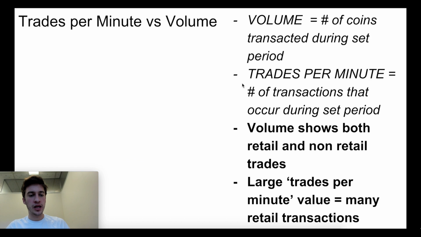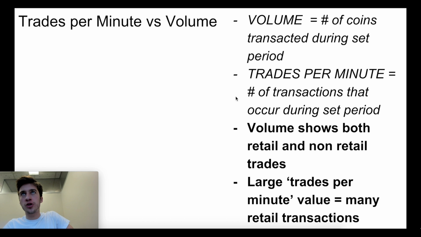Now let's take a look at trades per minute. This is the second part of the video where we're going to be looking at another indicator on this site. Trades per minute is not the same as volume. Volume is how many coins were transacted during a set period. Trades per minute is how many transactions occurred during that set period.